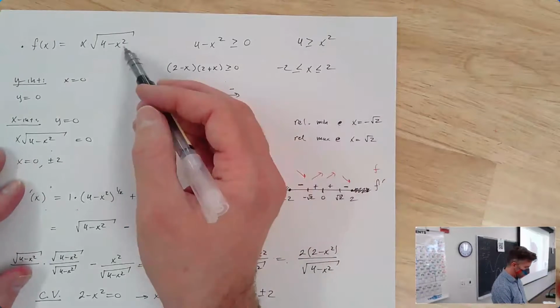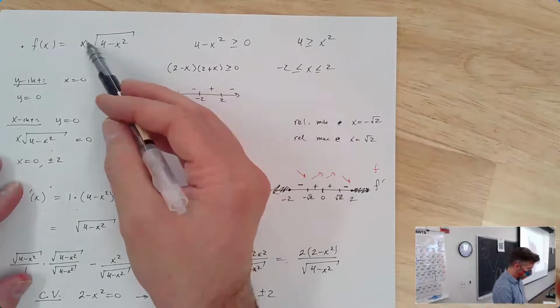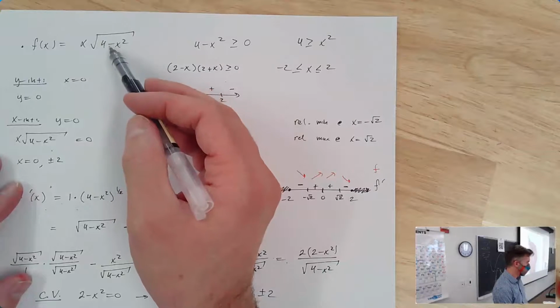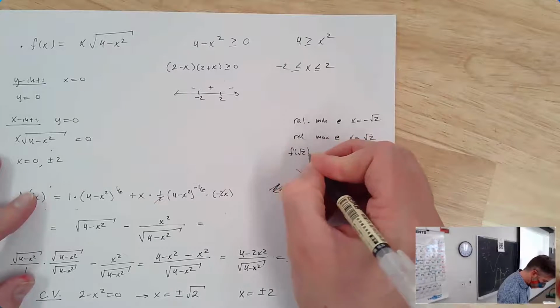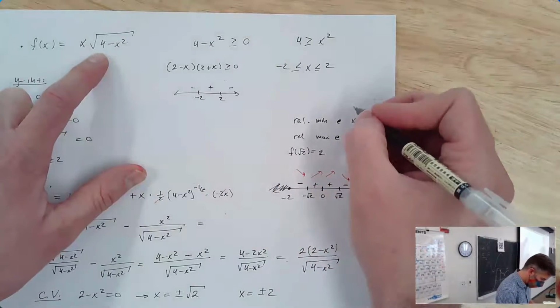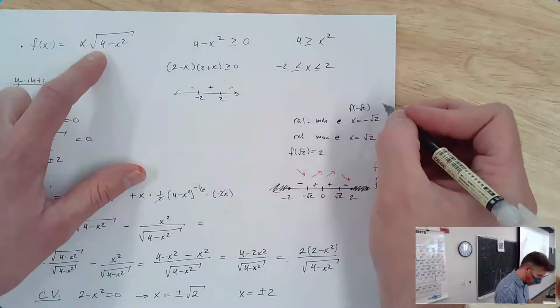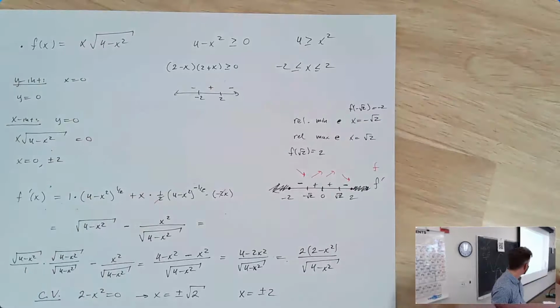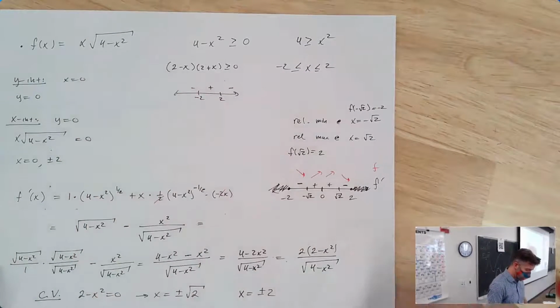If you plug in root 2 back into the original, 4 minus 2 is 2. So you get root 2 times root 2, which is 2. Interesting. So f of root 2 is root 2 times root 2, which is 2. And f of negative root 2 is negative root 2 times root 2, which is negative 2. There's a lot of symmetry in this problem, right? This is definitely an odd function. If you plug in negative x for x, it becomes the negative of what it was.